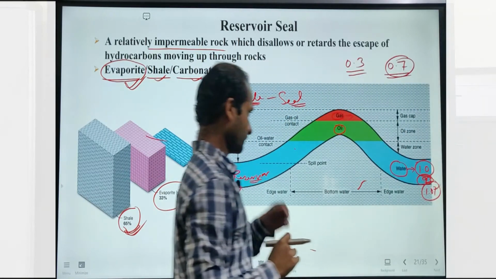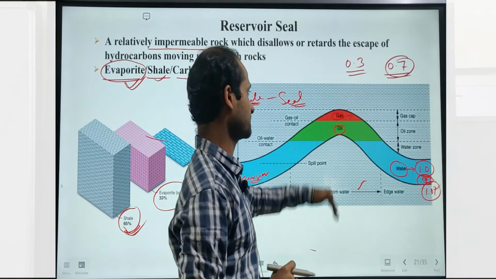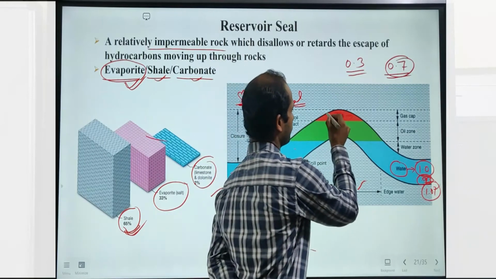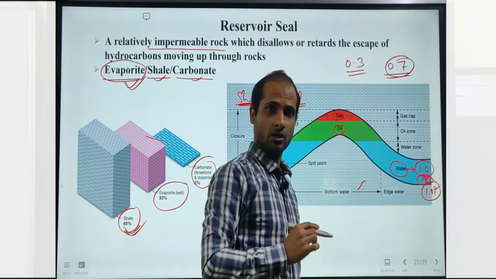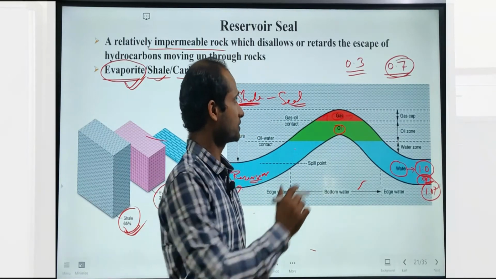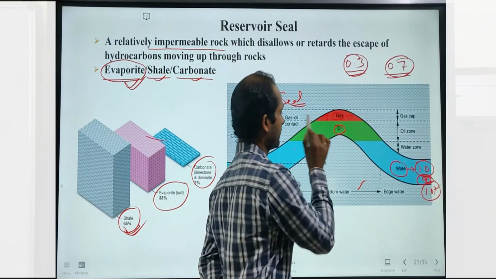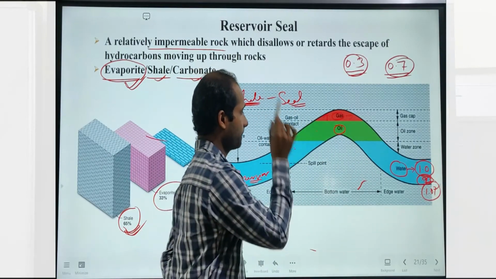So this is how the hydrocarbon gets accumulated. At the top we have the gas. Why does the gas occupy the top position? Because of its lighter weight. Followed by oil, followed by water.